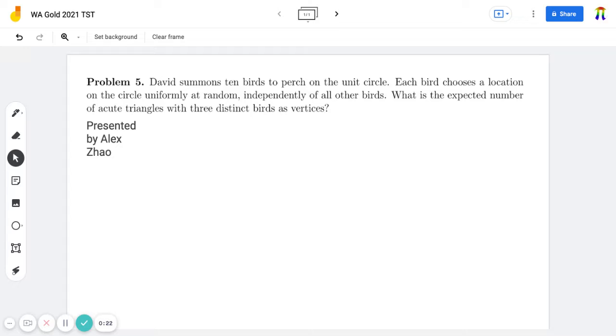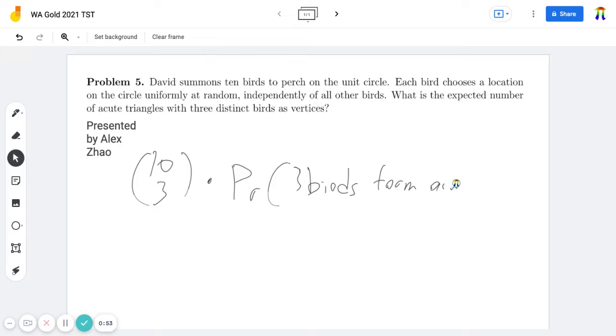Okay, so how do we approach this? So first notice that any triple of birds from the set of 10 birds is equally likely to form an acute triangle. So in particular, this means we can just take 10 choose 3 times the probability that any 3 birds form an acute triangle. So now it just remains to find this probability.